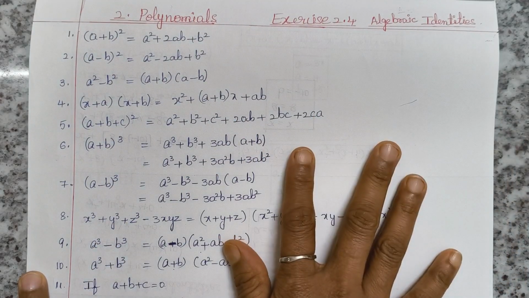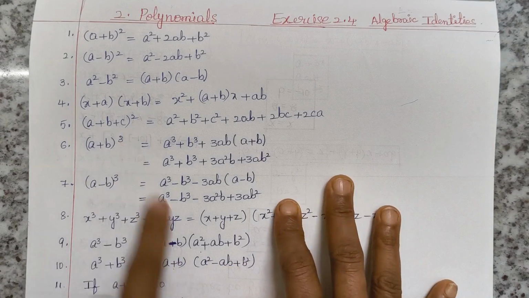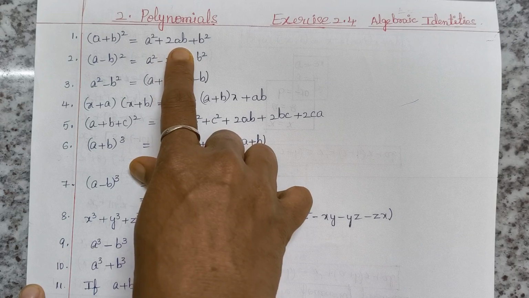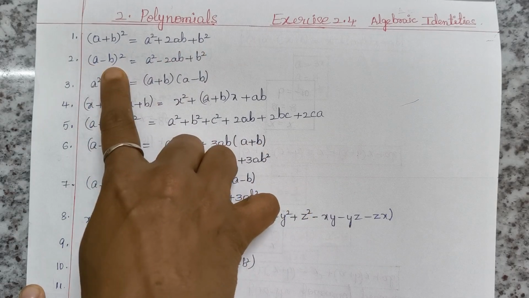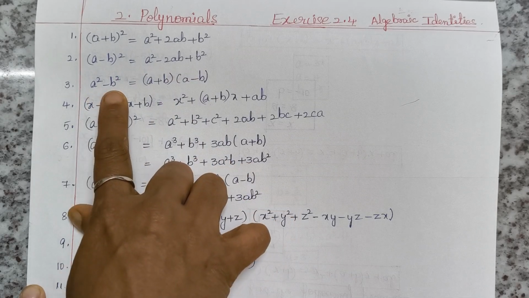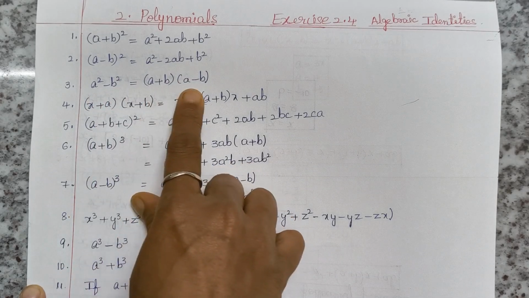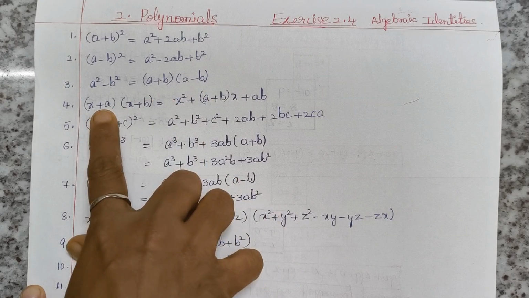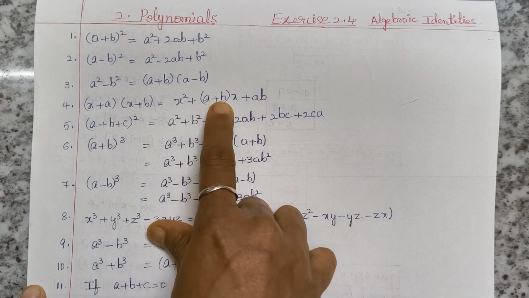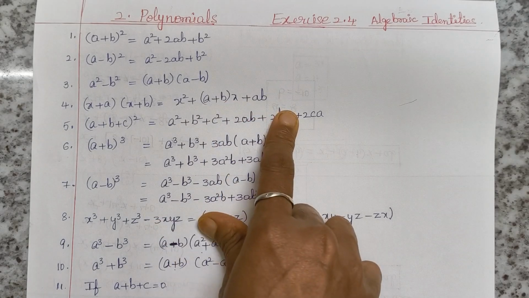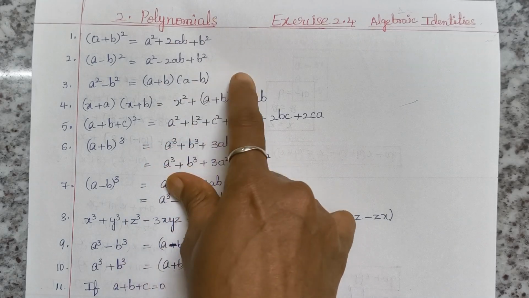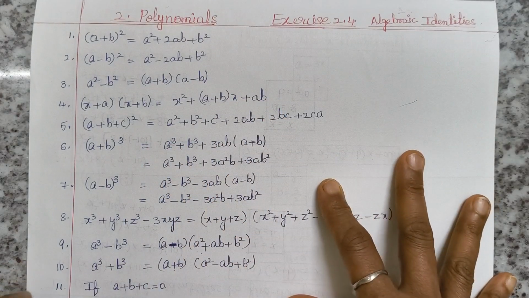First I will give the identities. This exercise is based upon identities. See here, first formula: (a plus b) whole square is equal to a square plus 2ab plus b square. (a minus b) whole square is equal to a square minus 2ab plus b square. Next, a square minus b square is equal to (a plus b) into (a minus b). Fourth one, (x plus a) into (x plus b) is equal to x square plus (a plus b) into x plus ab. So these four identities we learnt in 8th standard. First one, second one, third, fourth, we learnt already in 8th standard.